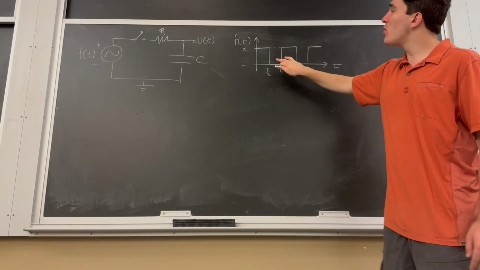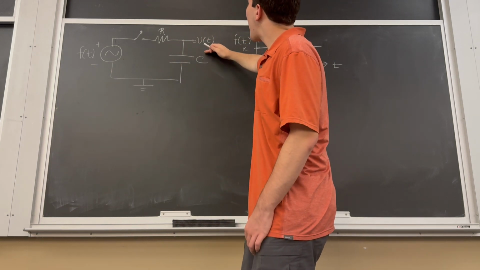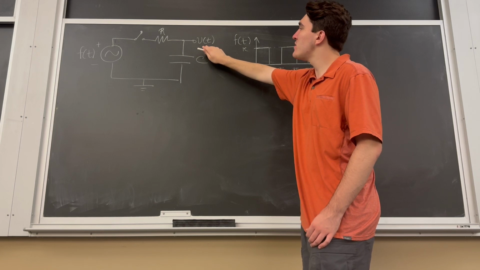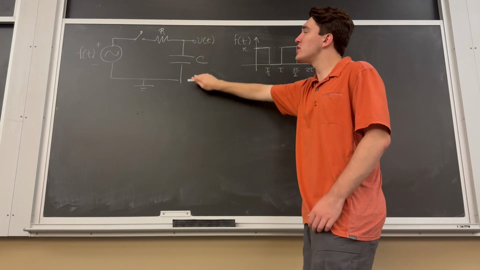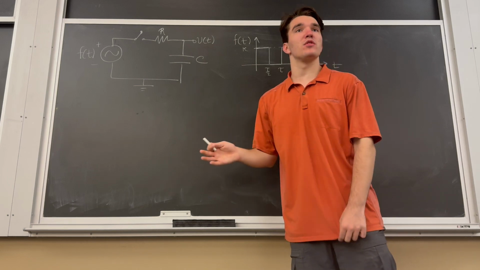When we plug this voltage into the circuit as f of t, we want to find out what happens right here, v of t. We want to find out what happens at this node here, which represents the voltage across the capacitor. This is an RC circuit, a first order circuit.